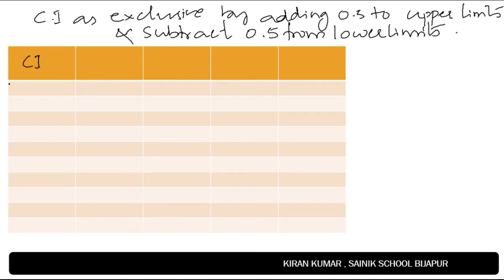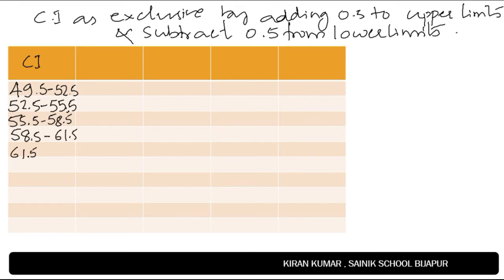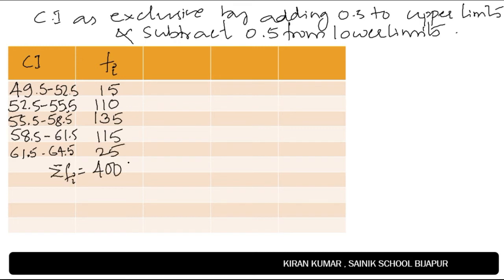So the new class interval obtained will be 49.5 to 52.5, 52.5 to 55.5, 55.5 to 58.5, 58.5 to 61.5, 61.5 to 64.5. And the number of boxes are the frequencies. They are 15, 110, 135, 115, 25, and the sum of these frequencies we get it as 400.